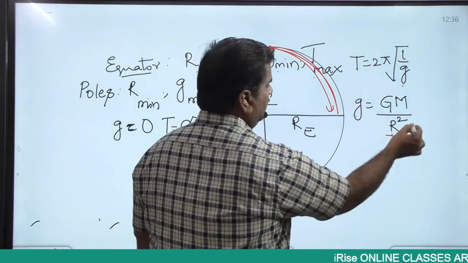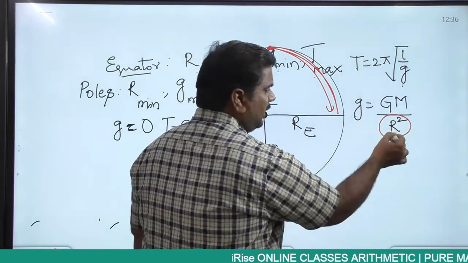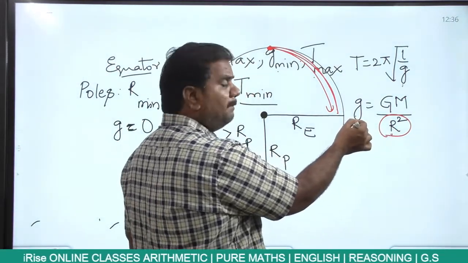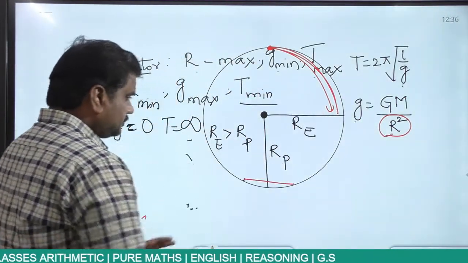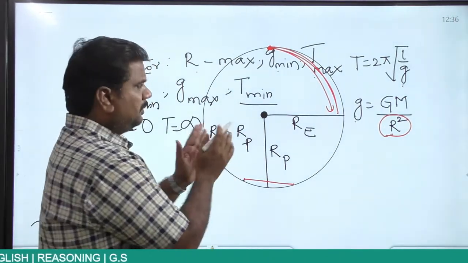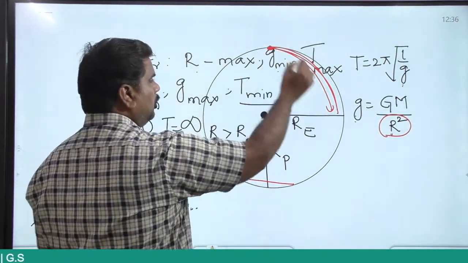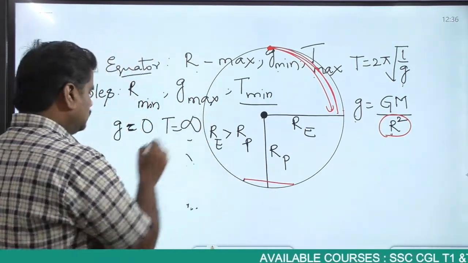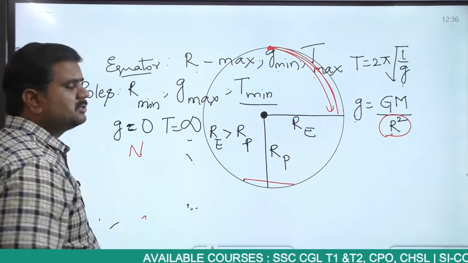Because near the equator, the r value is maximum. If r is maximum, the g value is minimum. So I'll just repeat that particular point. Suppose a particular person is moving from north pole to south pole. So near the north pole, first we talk about the case of the north pole.